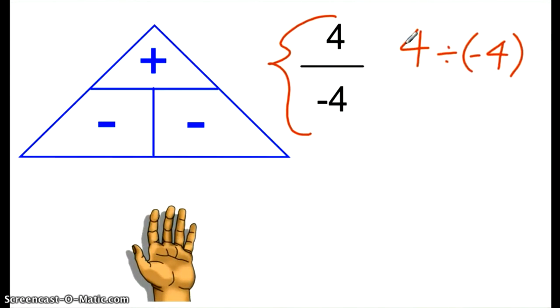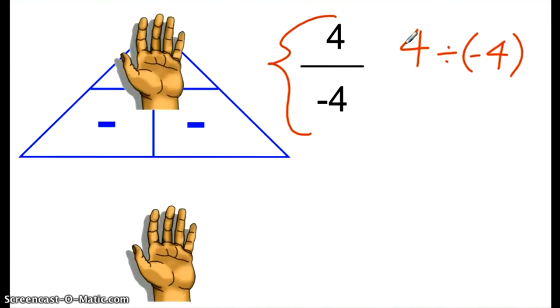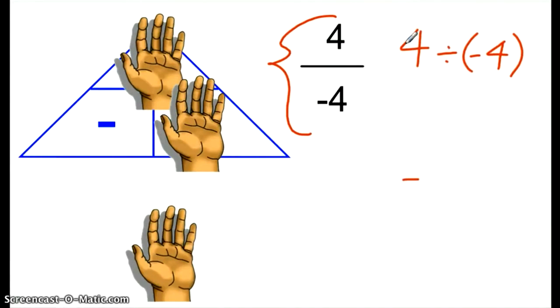Okay? So, same steps. I'm going to cover up my MD triangle with a +4 for the top 4 and a -4 for the bottom 4. So my answer is going to be negative, and 4 divided by 4 is 1. So 4 divided by -4 is -1.